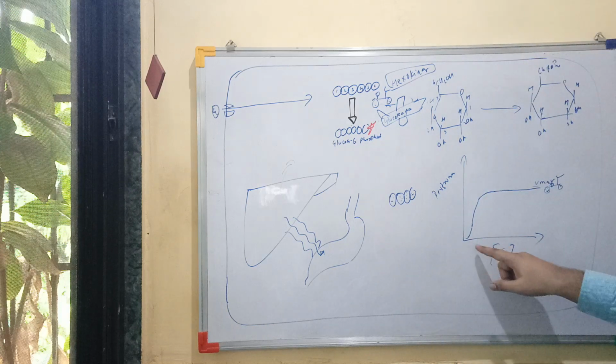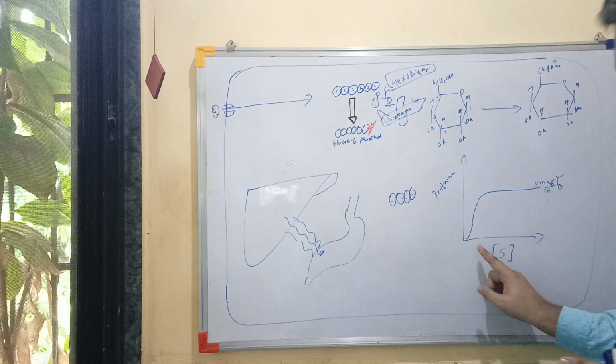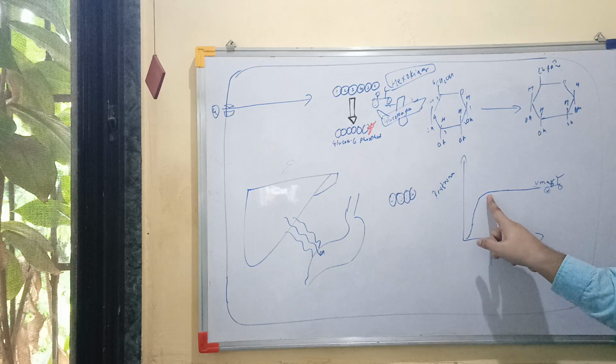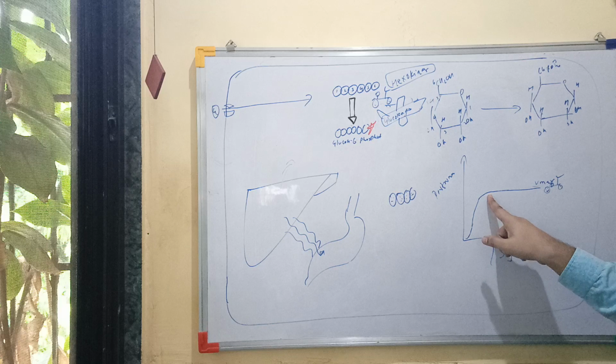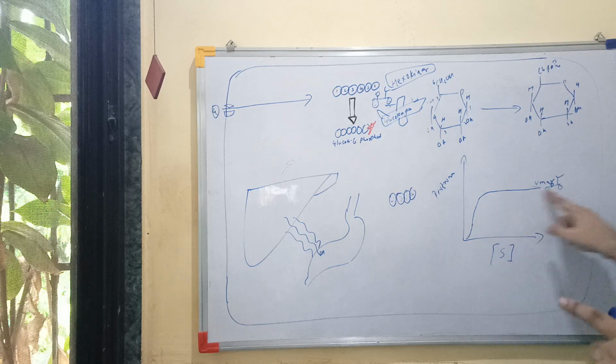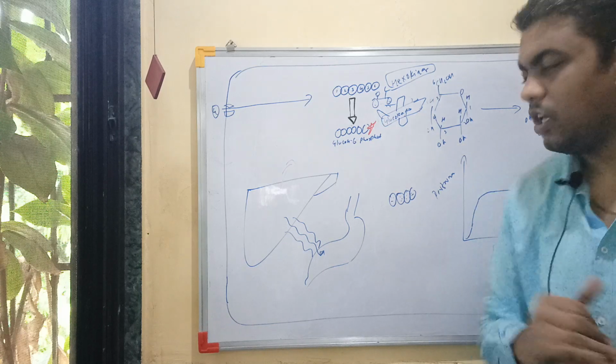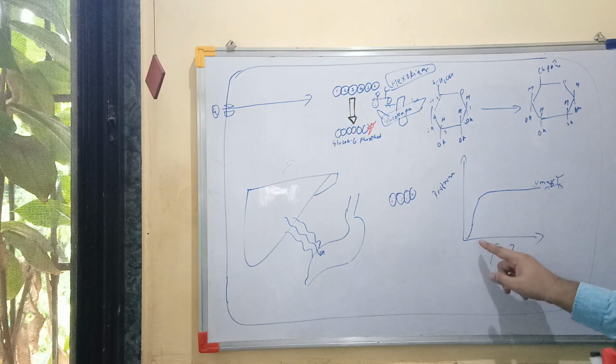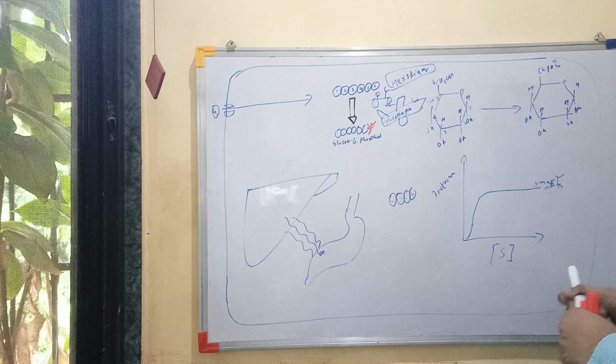So for hexokinase, even when a small amount of glucose is increased, it reaches the highest velocity, the highest performance which it can achieve, and then it goes flat. So this is the Vmax attained by hexokinase. This is hexokinase.